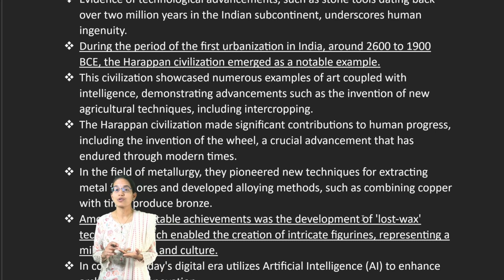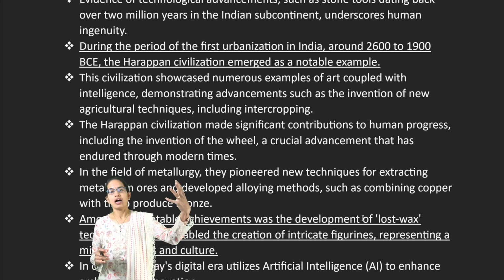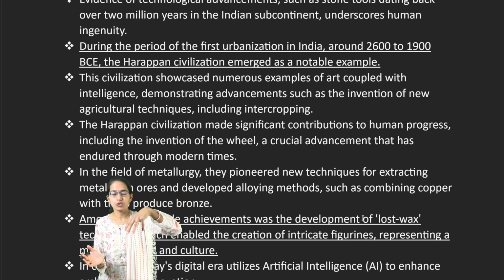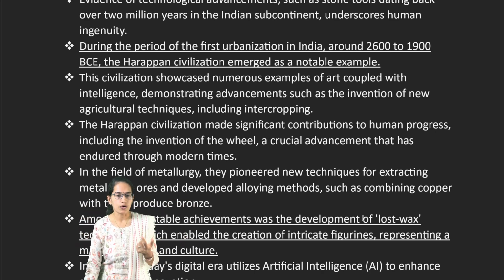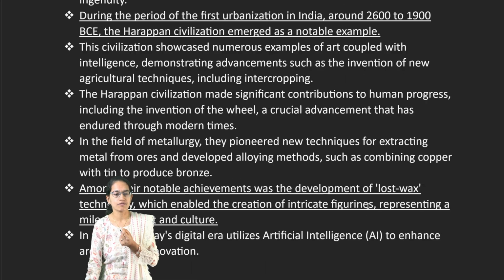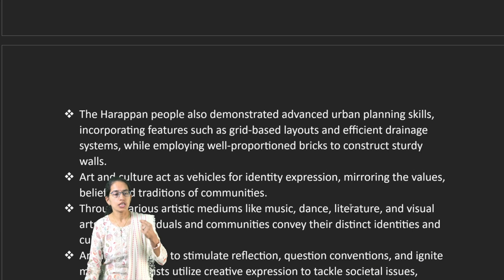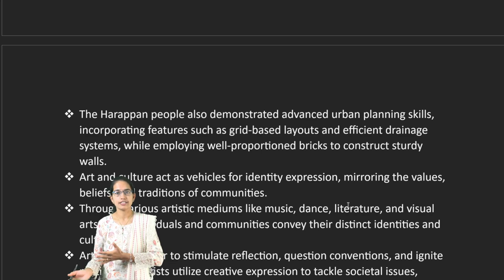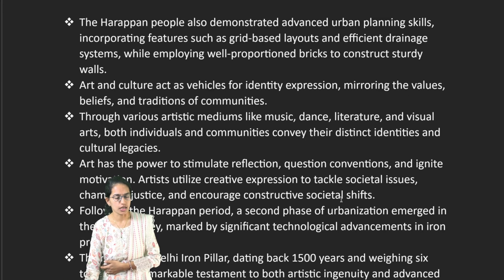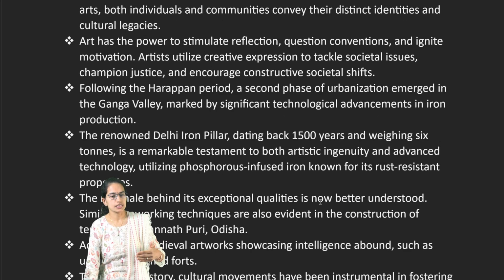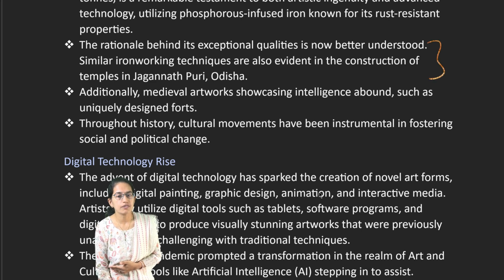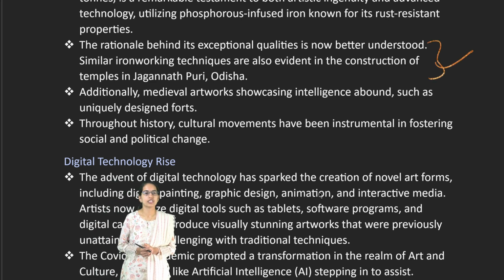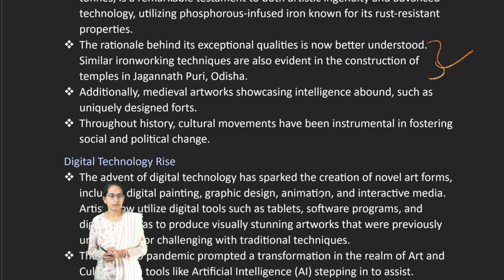Also, we talked about the lost wax technique, where the sculpture was made, the wax was filled, and then the wax was removed, and the same sculpture was made accordingly for creating intricate figures. The same technology, in contrast, has digitally been moved through artificial intelligence, and the same forms have been brought along with the ideas. Even in Jagannath Puri, we have seen the ironwork technique as one of the major techniques.